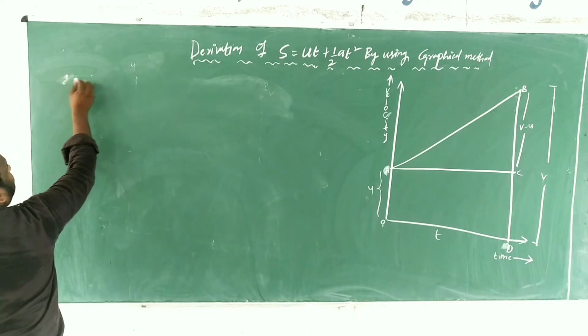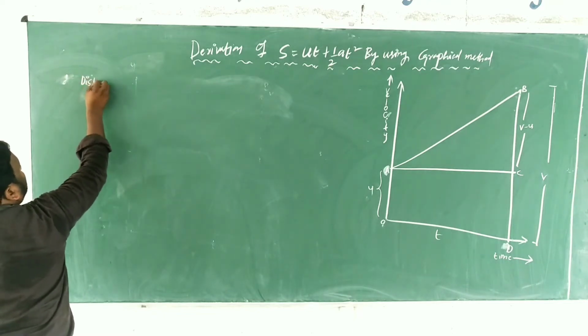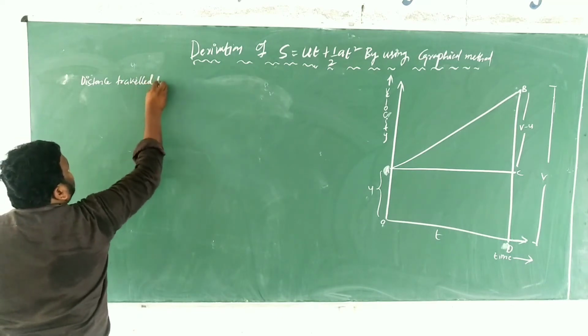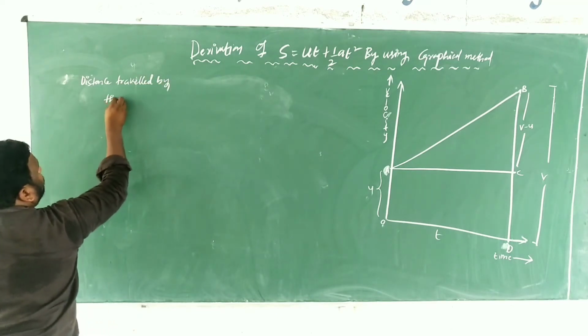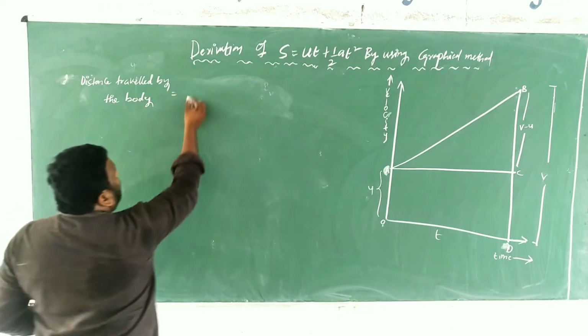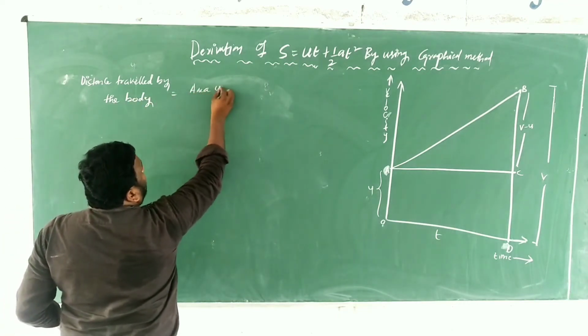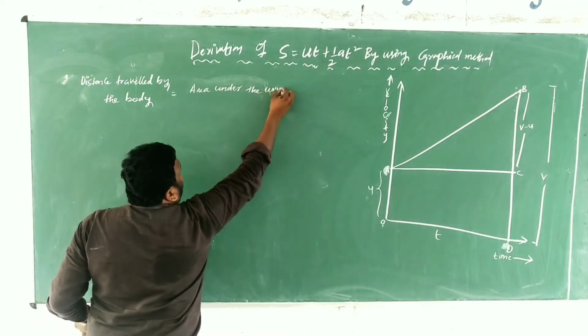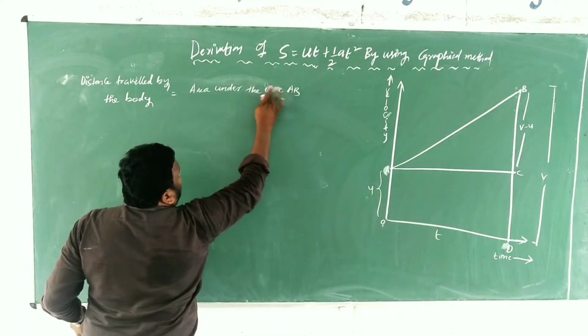So I am going to write: distance traveled by the body is equal to what? Area under the line or under the curve AB, under the curve AB.